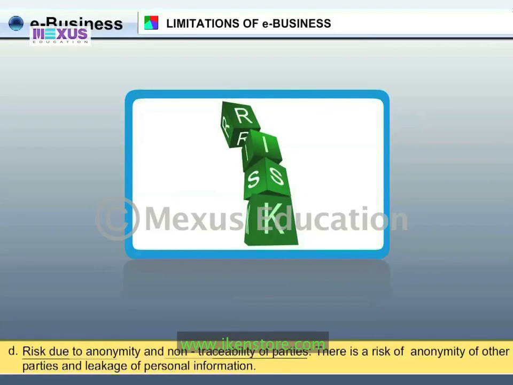D. Risk due to anonymity and non-traceability of parties. The anonymity of the net makes it difficult to trace the identity or location of the other party. Hence, e-business is very risky. Moreover, there is a risk of leakage of personal information such as credit card number, bank account number, etc.